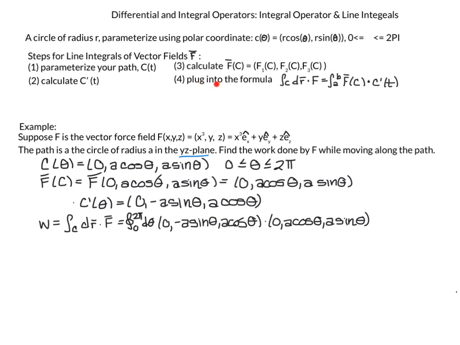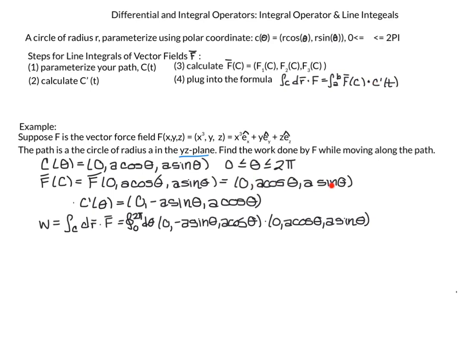And then my last step is to plug in the formula. So I have my work over c, F dot dr, equals the integral of F dot c prime d theta. I filled in the circle on the integral sign because we are in a closed path. Technically, if you don't put it in, it's okay, it's still correct, but we're going to highlight the fact that it's a closed curve. The limits of integration are 0 to 2 pi d theta, and then I need to dot my f of c and my c prime.